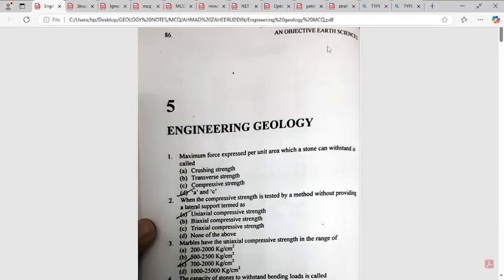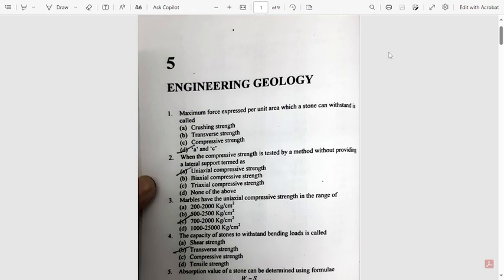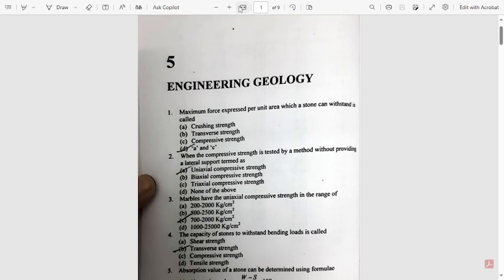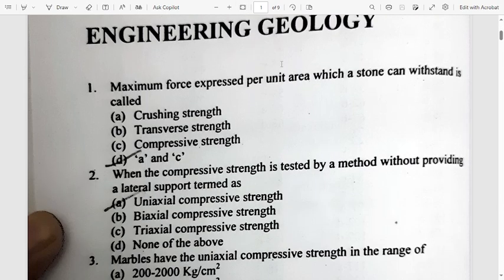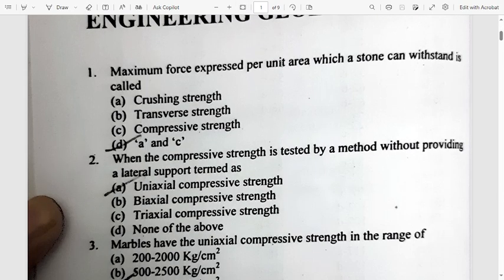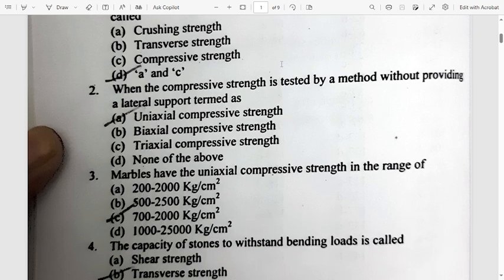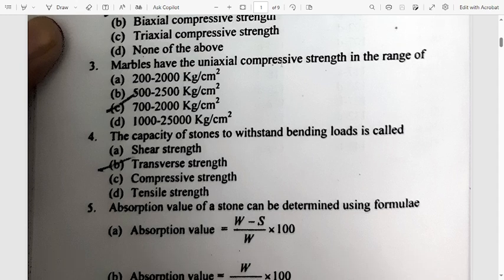Engineering geology. Maximum force expressed per unit area which a stone can withstand is called both crushing strength and compressive strength. When the compressive strength is tested by a method without providing a lateral support system, it is termed uniaxial compressive strength. Okay. Marbles have uniaxial compressive strength in the range of 700 to 1000 kg per centimeter square.